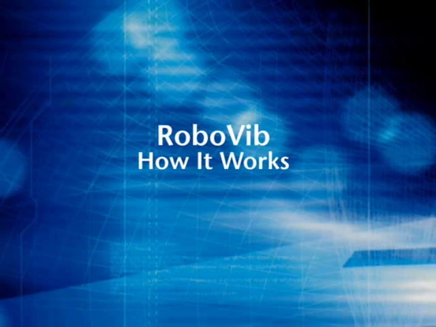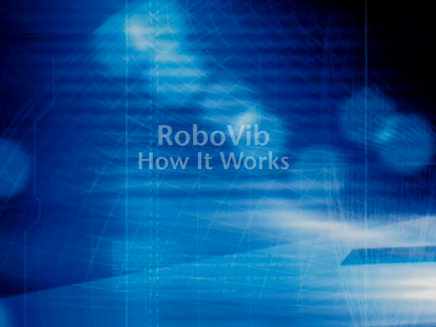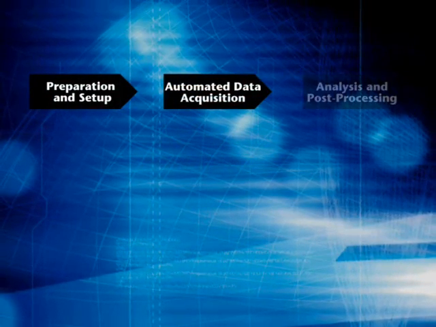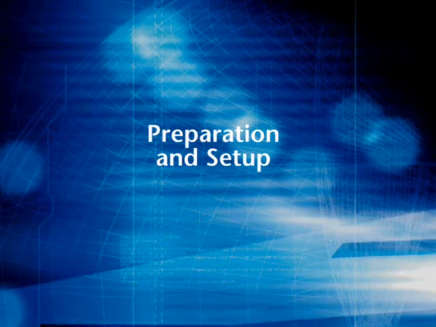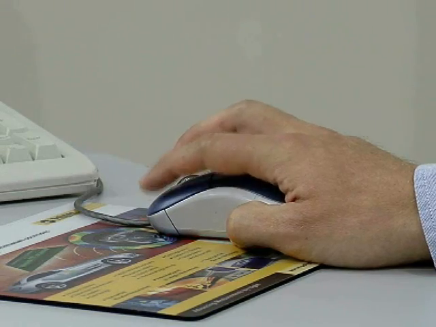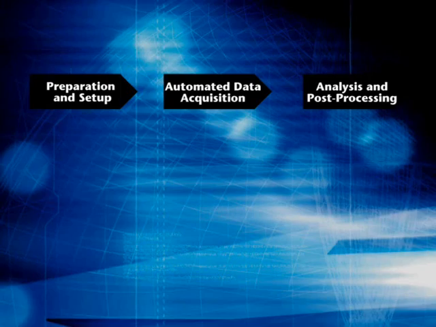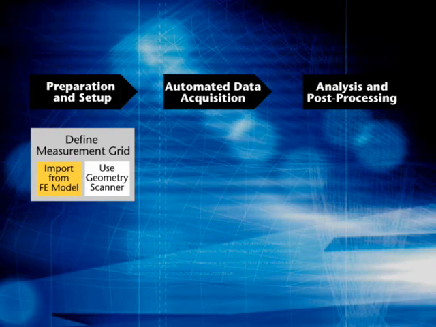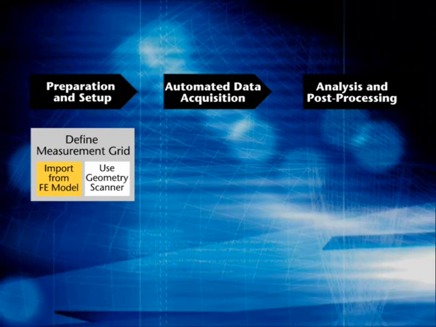The measurement procedure involves three basic steps: system setup, automated data acquisition, and data analysis and post-processing. The setup and preparation process is quick and straightforward. Once complete, it can be used again for similar structures and test objects.